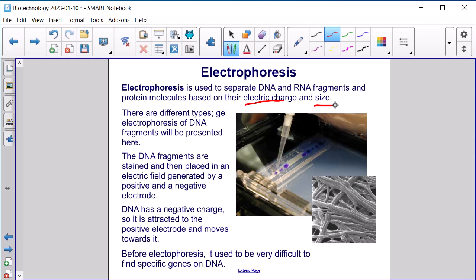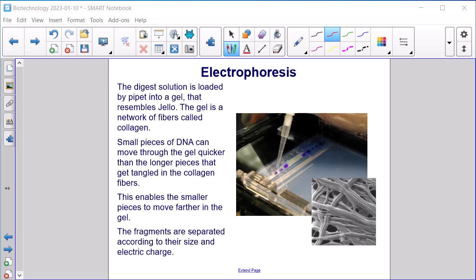Before electrophoresis, it used to be very difficult to find specific genes on DNA. The digest solution that has been dyed, you can see it as this blue color here, is loaded by pipette into a gel that resembles Jell-O. You can see the little drops from the pipette being loaded. The gel is a network of fibers called collagen.